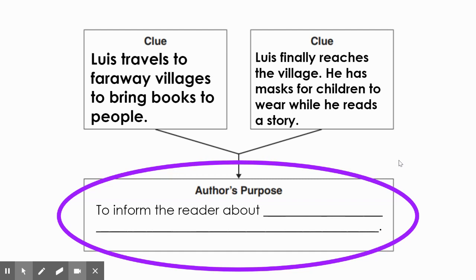If we have time, we will share out what you wrote for author's purpose on Monday during our morning meeting. I look forward to seeing what you wrote as the author's purpose. Good luck, second graders, and remember to start your sentences with capital letters and end with a period.